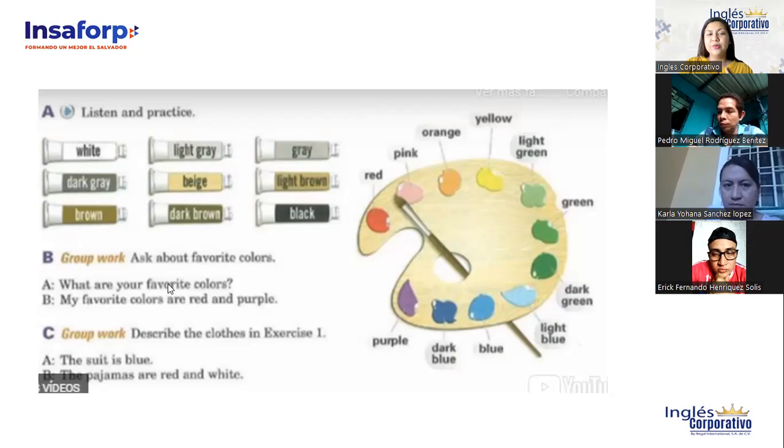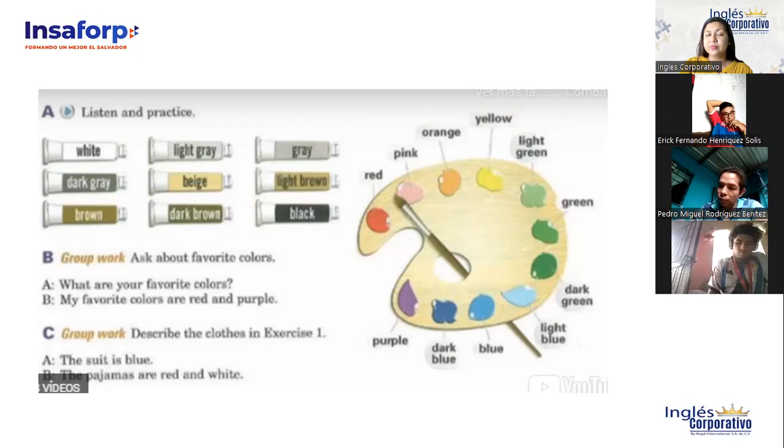Favorite. No pronuncie la O. Es como la V y la R. Favorite. What are your favorite colors? Puede escribir ahí cómo se la pronunciación de esa palabra. Okay. En el chat. O aquí también en la pantalla lo puedo escribir. Favorite. Así sería la pronunciación literal.